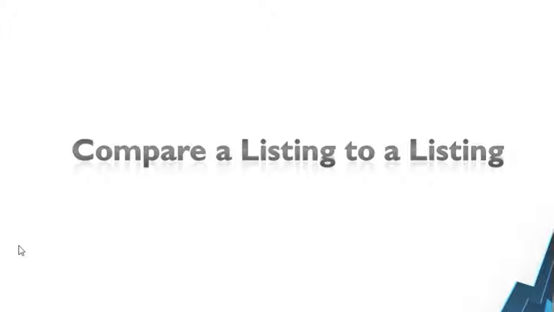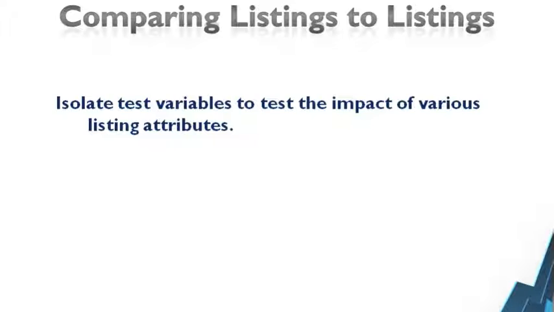Now let's compare a listing to a listing. One of the most popular ways to use ValueTrack is to compare a listing to a listing. Sellers primarily use this feature to understand how changing a listing attribute can affect the ultimate listing performance.